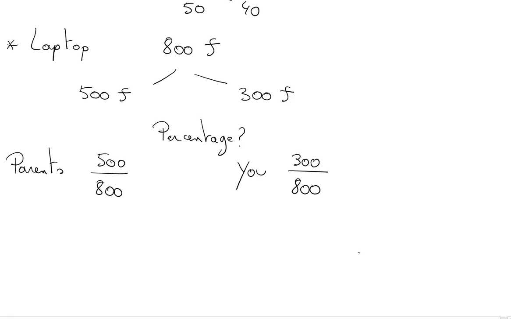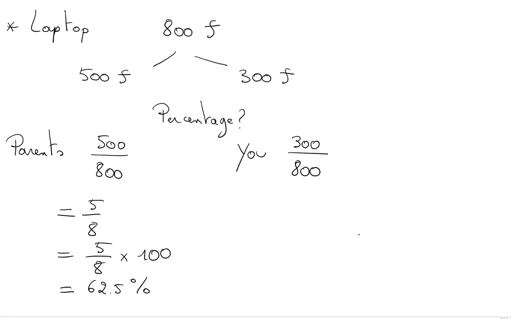Now, the only thing that's left for us to do is to change this into percentages. 500 over 800, that's actually 5 over 8. And I know how to put that as a percentage. That's 5 over 8 times 100, and I get the percentage, which is going to be 62.5. So your parents are going to pay 62.5% of your laptop.